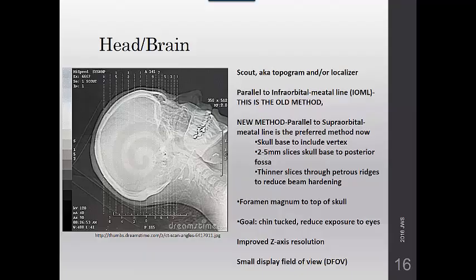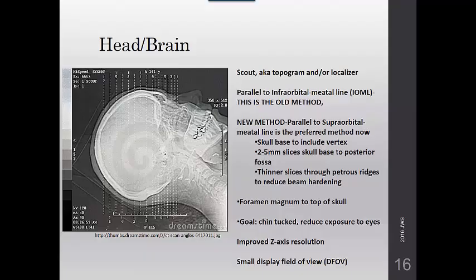The new standard is to situate the scan lines parallel to the supraorbitomeatal line in order to spare the lenses of the eyes from receiving unnecessary radiation dose. You may see both on the CT registry, so just know the difference between the two and which one is the standard protocol now.